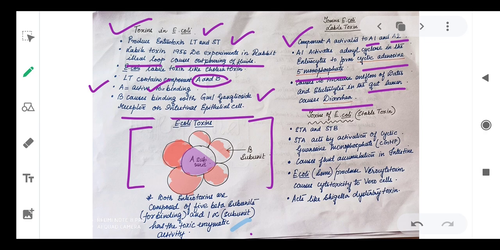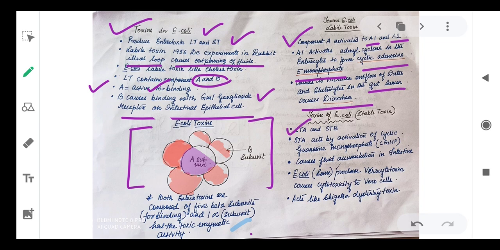Now, toxins of E. coli, that is your stable toxin. So this is your labile toxin which I have talked about, which is an AB toxin. B binds to the ganglioside receptor, whereas A subunit basically activates ADP ribosylation, causing the formation of cyclic adenosine monophosphate, and that cyclic adenosine monophosphate will bring about the electrolytic imbalance, resulting in outflow of the water into the lumen.